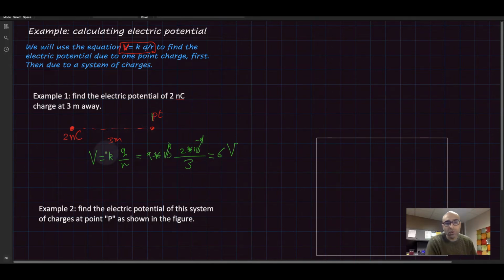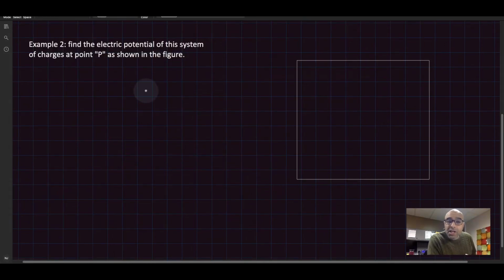6 volts, all right? Look, 2 nanocoulombs is still kind of a big charge. So at 3 meters away, you can still feel 6 volts of it. That's still big, okay? So now let's check out the second example, for which we will still use the equation of the potential, KQ over R. That's the equation for the potential of a point charge.